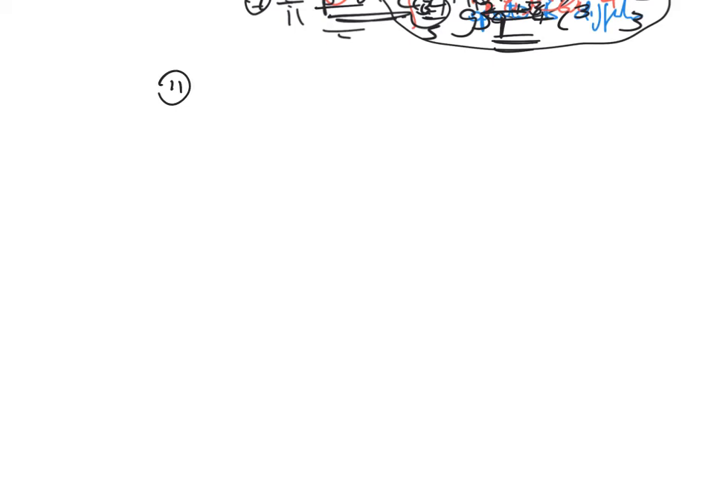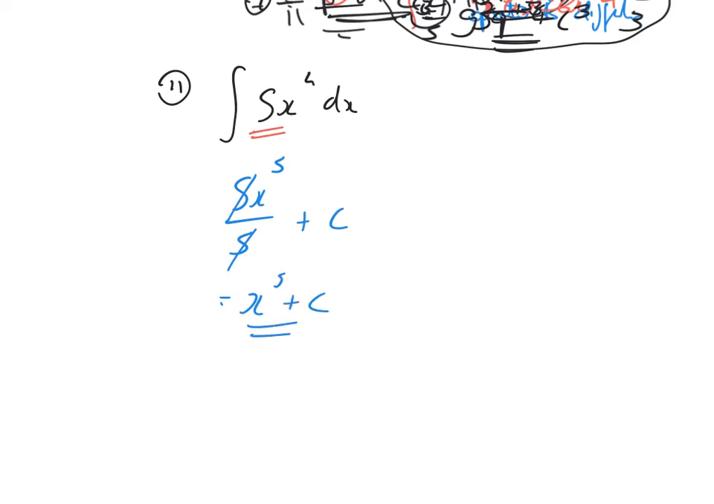Okay, example 11. We're going to integrate 5x to the 4 dx. What's the extra element with this one, which is a non-unitary coefficient in front of the variable. So 5x to the 4, don't panic, just do what you think you've got to do with it. Add 1 to the power, divide by your new power, plus the constant of integration. The 5s cancel to leave you with x to the 5 plus c.